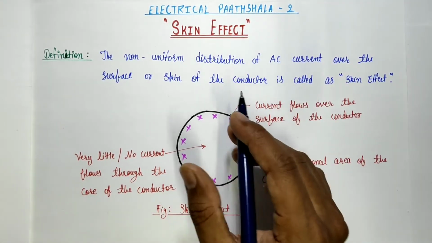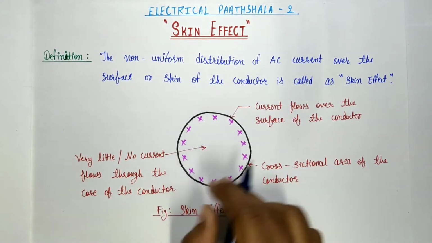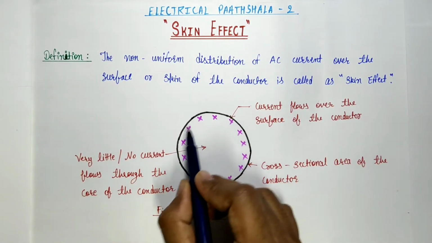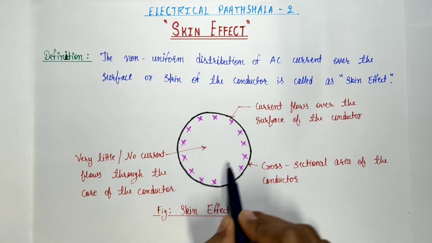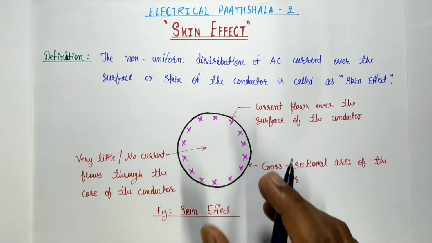Now what is current? Flow of electrons. So in other words, we can say that the concentration of electrons or charges is more near the surface of the conductor as compared to the core of the conductor because of the skin effect. So I hope the definition is clear.